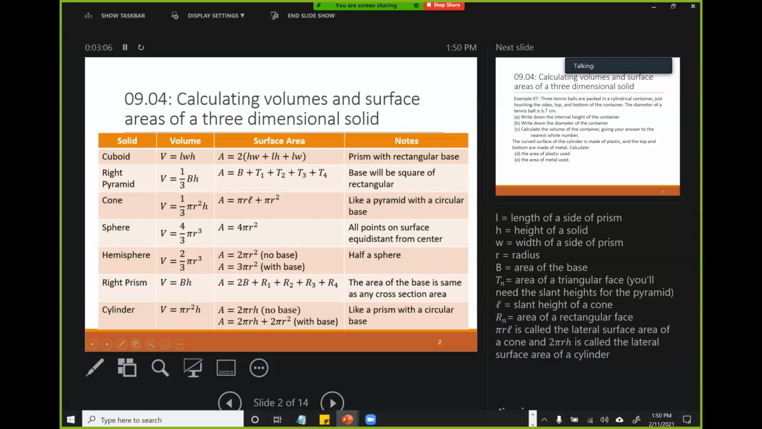The cone, the volume is 1/3 pi r squared h. Notice that pi r squared is just the area of a circle, which is the base of a cone, so it's really still 1/3 base times height. Just FYI. The surface area for a cone is pi r L plus pi r squared. The L there is the slant edge.